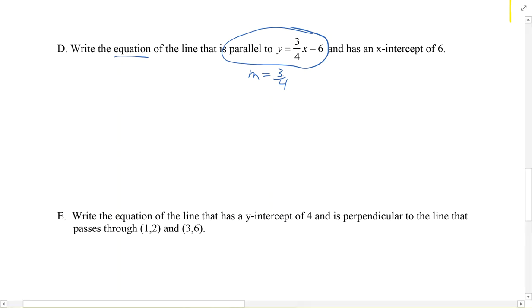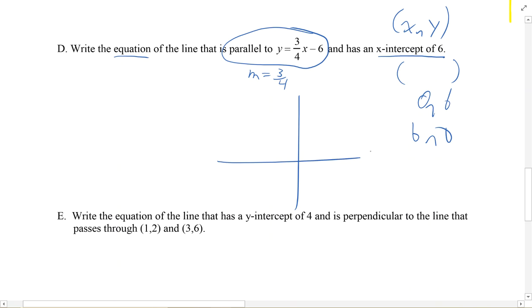Then it says this line that you're going to create has an x-intercept of 6. What did they just tell you? And what does that tell you though? What the x-intercept is? Sorry, Emerson? That's a point. What's the x and y coordinates of that point then? So the question is it 0, 6 or 6, 0? So what are you going to do? You're going to check which one of those is on the x-axis.